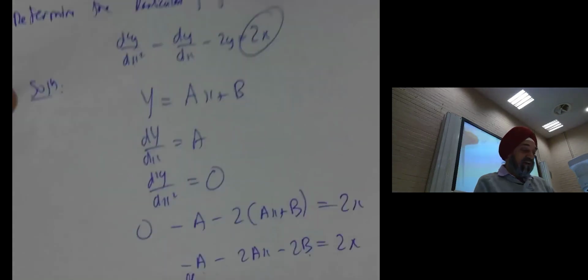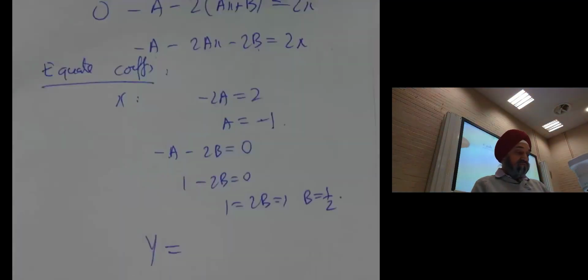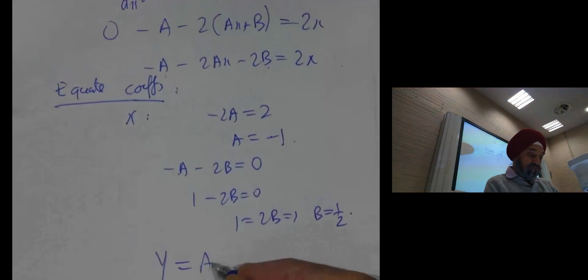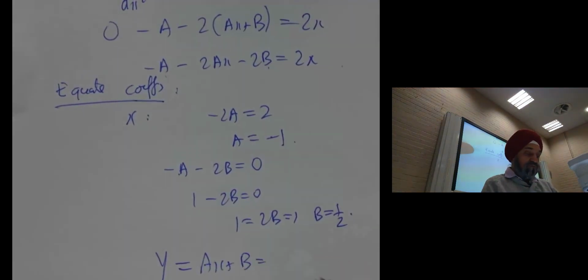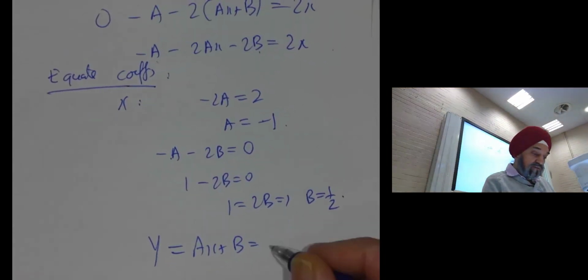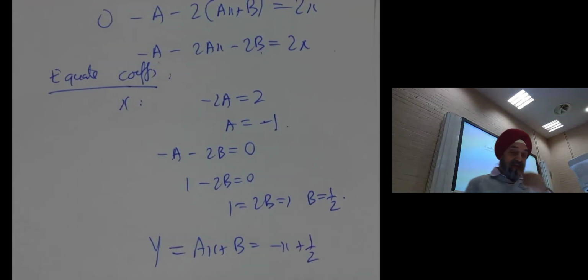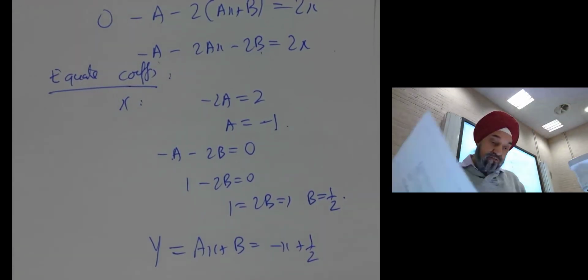What's it going to be here? I tried ax plus b, a linear function. What do I get? Minus x plus a half, isn't it? That's going to be my particular integral.